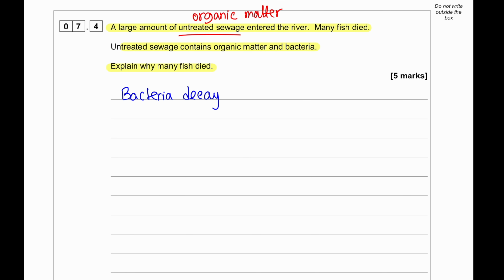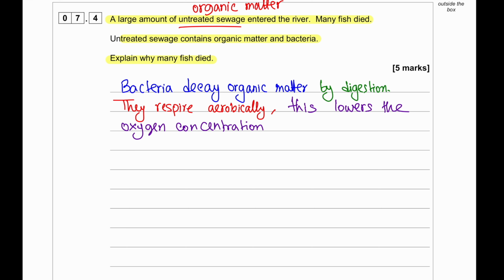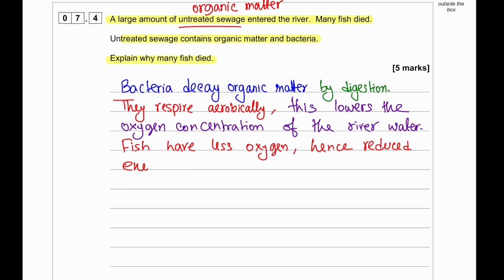Bacteria decay organic matter by digestion. They respire aerobically, which lowers the oxygen concentration of the river water. The fish have less oxygen, hence they will have a reduced energy supply, so they die.